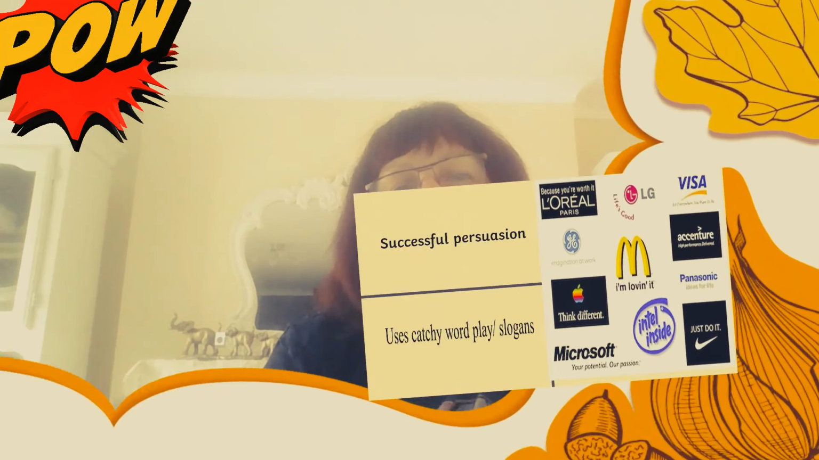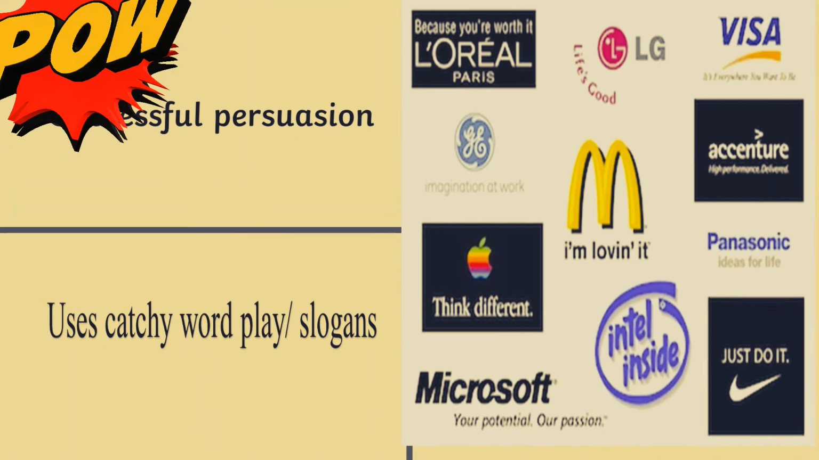So successful persuasion, McDonald's for example, successful persuasion sometimes uses humour. Don't stare too long, you'll miss the train, suggesting that McDonald's food is so tasty, looks so lovely, you really want to eat it, that you might spend too long looking at this advertisement. What a great advert is that, to persuade you to think about their food. And when you're looking at advertisements, successful persuasion is really about the catchy wordplay and the slogans.